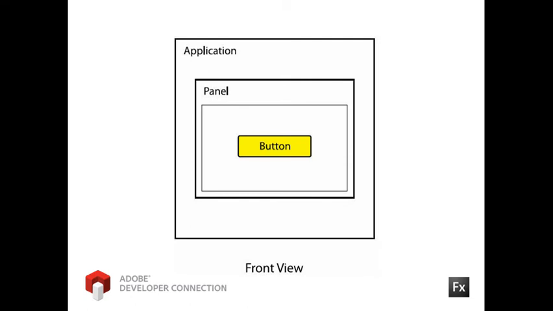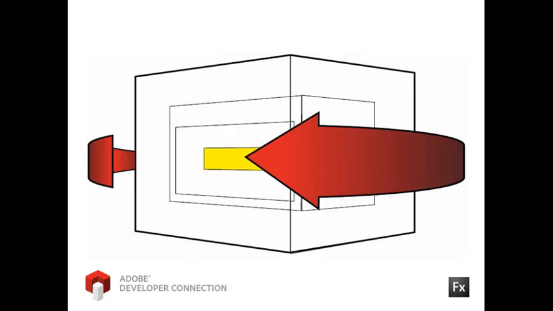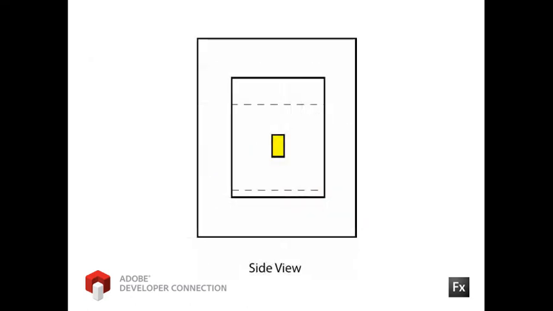Let's start by turning the application to its side view. You can see the button control represented in yellow in the middle and surrounded by both the panel and application containers.